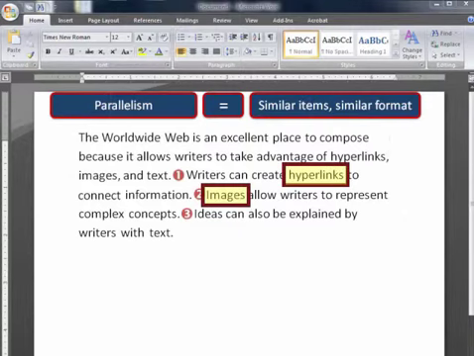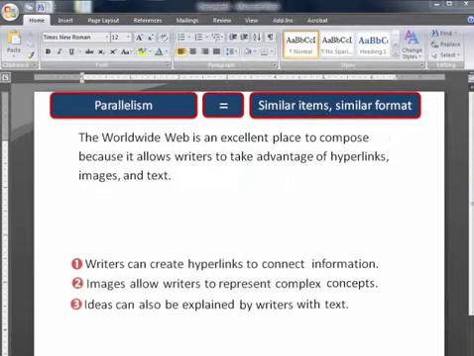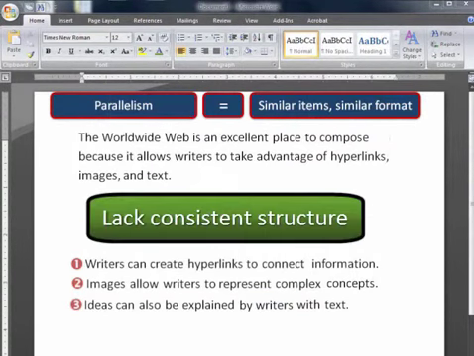Let's take a look at the sentences in more detail to find out why they are confusing and what we can do about it. The first sentence uses writers as its subject and hyperlinks as the object. Good, but the next sentence reverses that order with images as subject and writers as the object. And the final sentence uses a passive construction with writers near the end of the sentence. So, the author has some good points, but the sentences lack consistent structure.